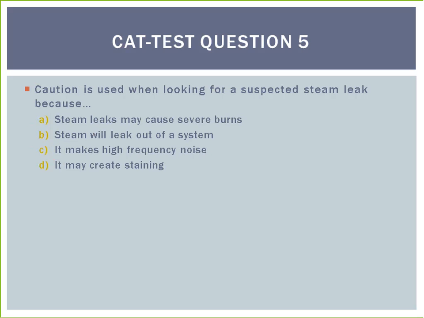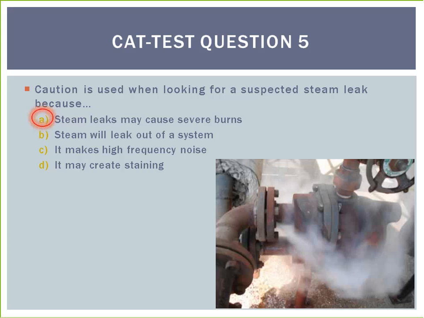CAT test question number 5. Caution is used when looking for a suspected steam leak because A. Steam leaks may cause severe burns, B. Steam will leak out of the system, C. It makes high-frequency noise, D. It may create staining. Answer A is the best answer here because it directly relates to staff safety, which should always be the highest priority. Though answers B, C, and D could occur, they are secondary to staff safety.